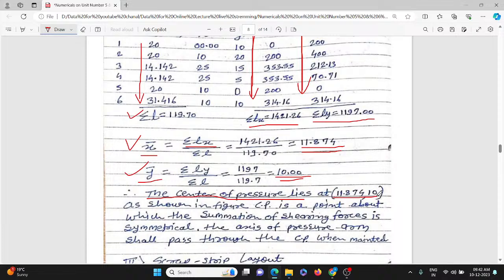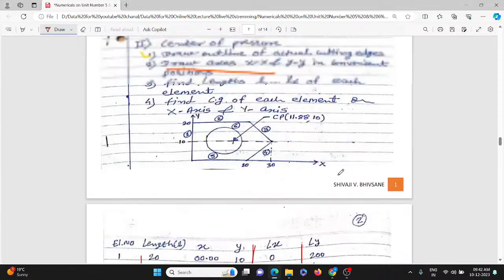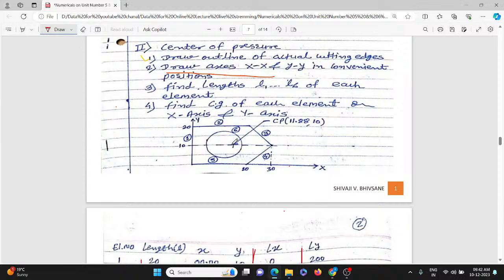As shown in the figure, the center of pressure is a point about which the summation of shearing forces is symmetrical. The axis of the resultant R shall pass through the center of pressure when maintained there. Right? So here you can see in the sketch, this is the point. This is the point, the center of pressure of this particular component.